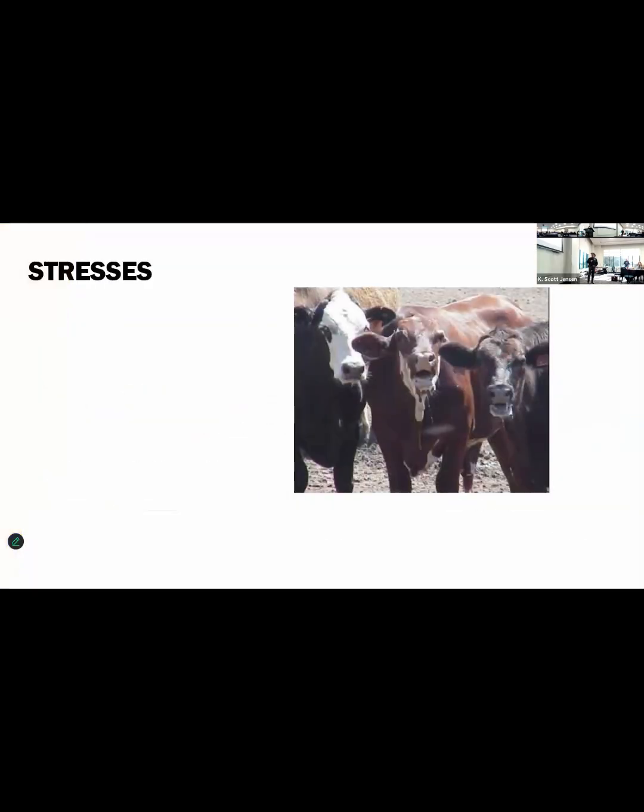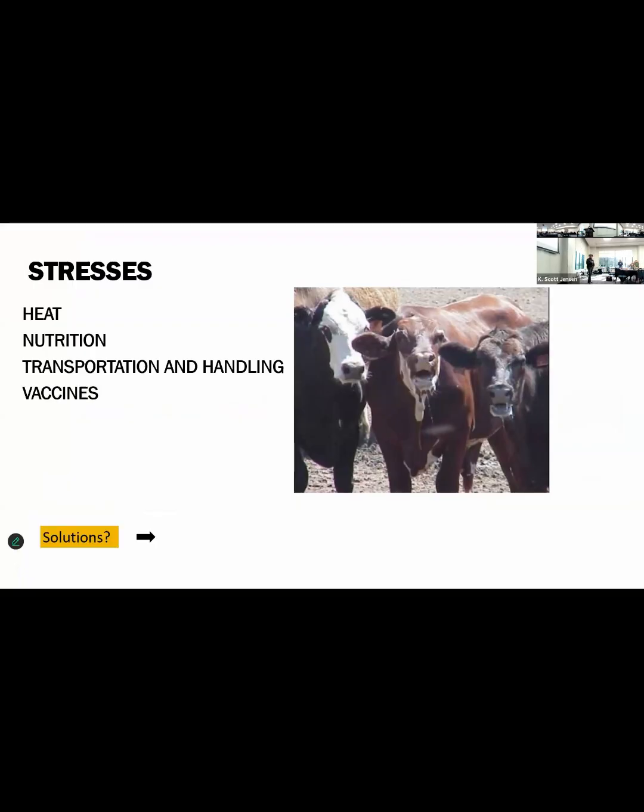I'll skip this slide. So what are some of those stresses that cause these early embryonic mortalities? Heat stress is a big one, especially in the South, but also for us here part of the time. We'll talk about that in a minute. Nutrition is one that we can have some control over. Transportation and handling is another area where we can lose calves, and vaccines. So we're going to talk about those in the next few slides.